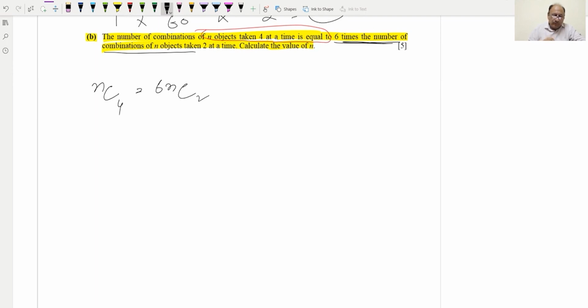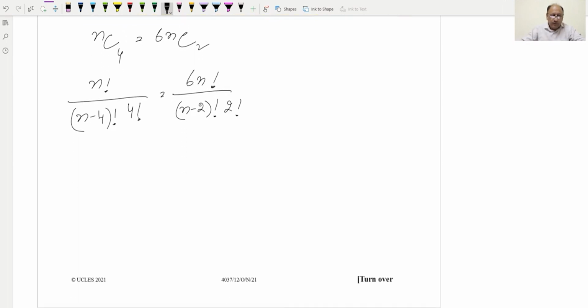This is basically the condition of the question which we have written mathematically, and now we can rewrite nC4 will be what? n factorial over n minus 4 factorial into 4 factorial. And this side will be 6 n factorial divided by n minus 2 factorial into 2 factorial. So this will be the option, and now we can cancel this n factorial with n factorial, and the remaining will be what? Remaining will be 1 over n minus 4 factorial into 4 factorial is equal to 6 over n minus 2 factorial into 2 factorial.